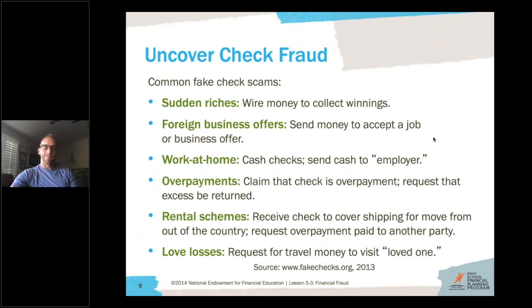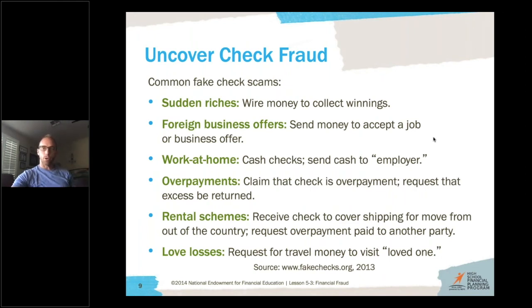Some of this stuff you don't see a lot of, but anyway. Work at home, cash your checks and send your cash to an employer. Not sure what they mean by that one. Overpayments, claim that a check's an overpayment and they request excess to be returned. Anyway, so there's like a lot of kind of scams that are out there, I guess. So just be careful of it.